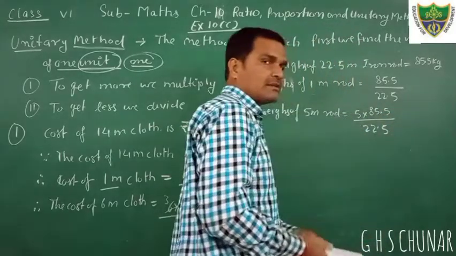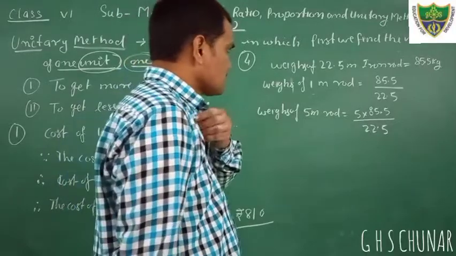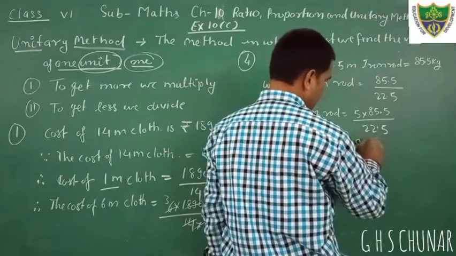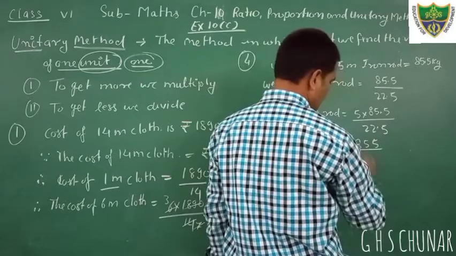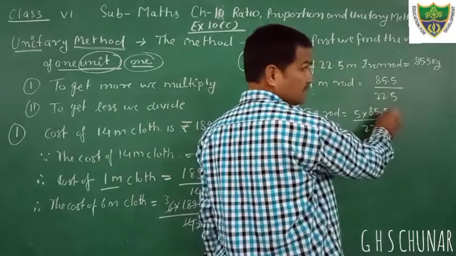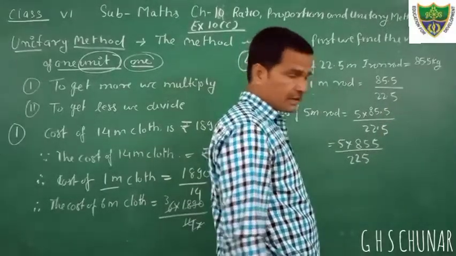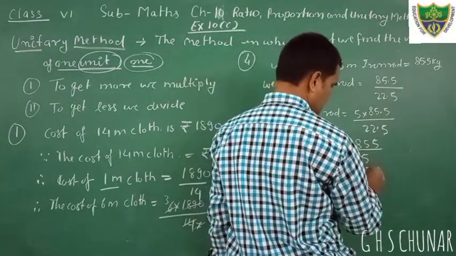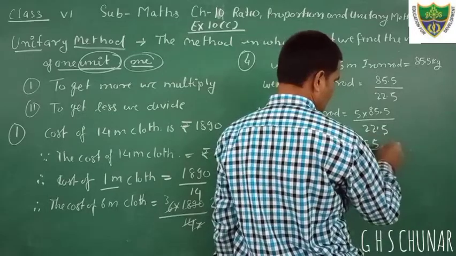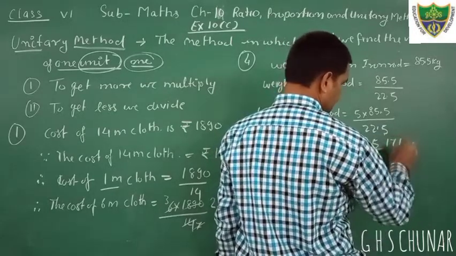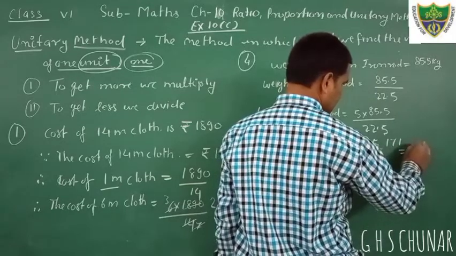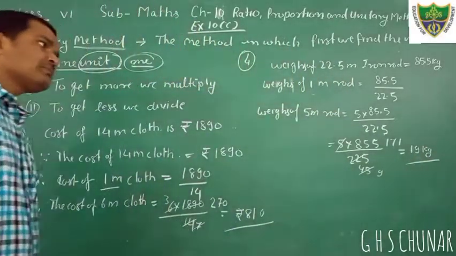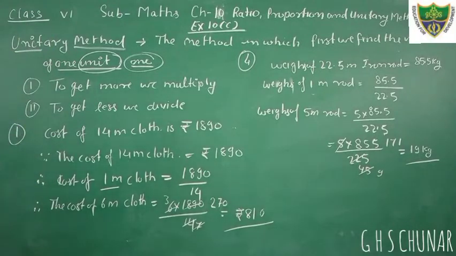Here the decimal places are the same, one place above and one place below, so we remove the decimal. We multiply by 10 in both numerator and denominator. Now we divide, 5 on the 5. That is, the weight of 5 meter rod is 19 kg. You note it.